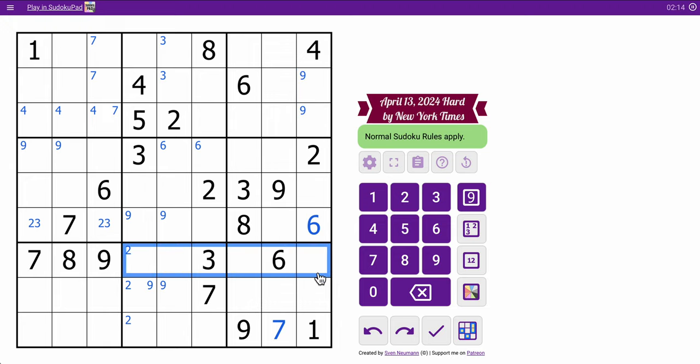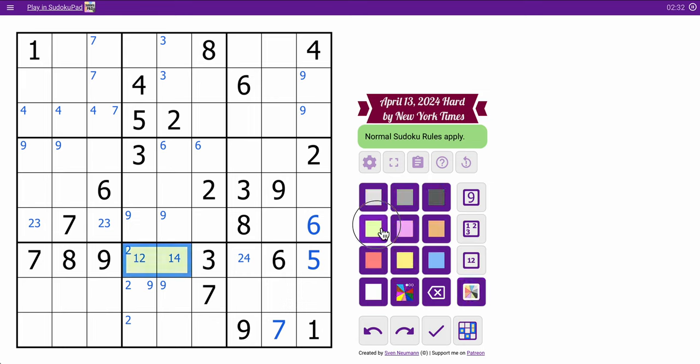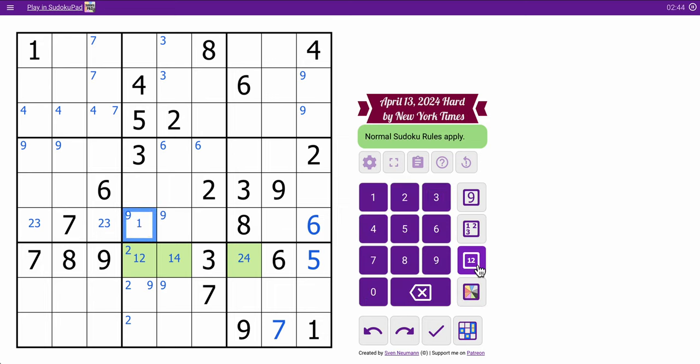3, 6, 7, 8, 9. I need 1, 2, 4, and 5 for row 7. This is 1, 2, and 4. That is a 5. Two, three, six, seven, eight. I need 1, 4, 5, and 9 for row 6. That can only be 1 or 9. That's any of them. That's 1, 4, or 5. It can't be 9.